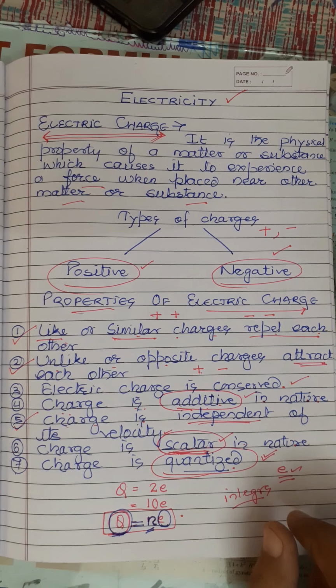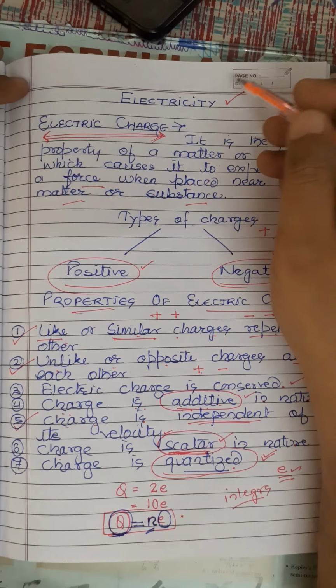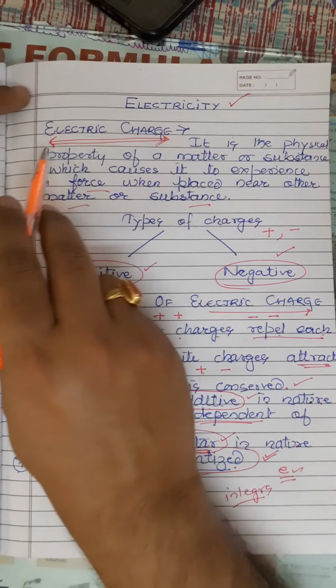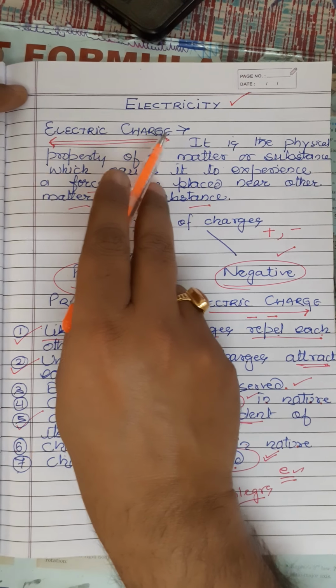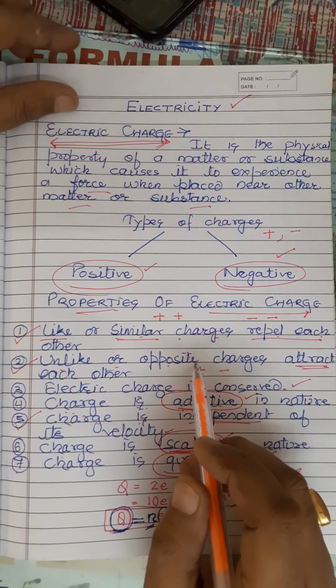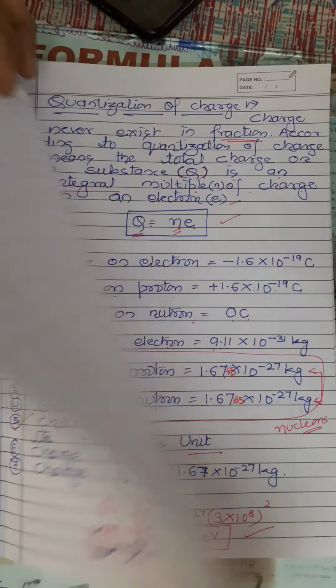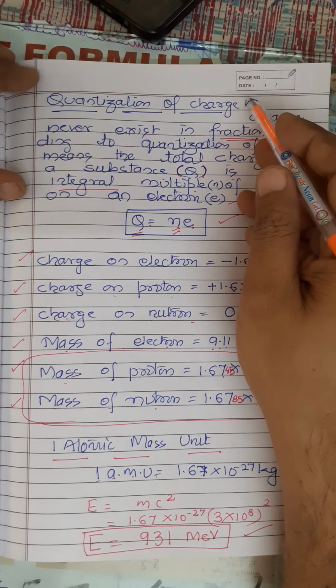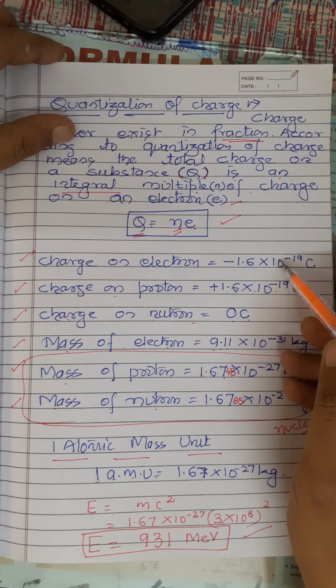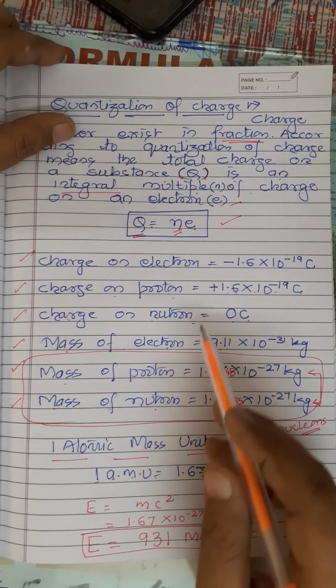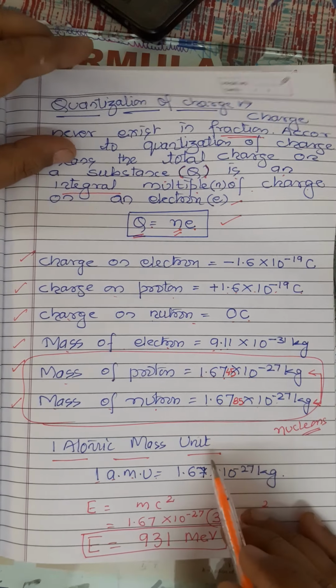Well, students, last time we started with the chapter electricity and we have covered the topics electric current, electric charge, properties of electric charges, quantization of the charge, then magnitudes of the charge and mass of the electron, protons and neutrons, atomic mass unit.